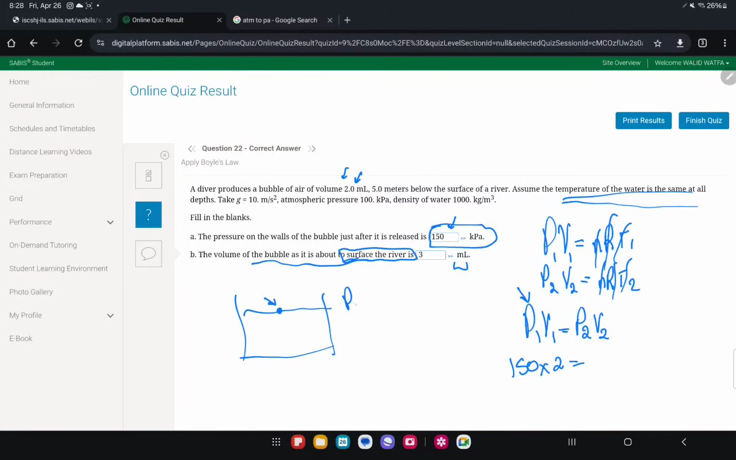What's the pressure of the bubble right here? What's the total pressure? Is it liquid pressure plus atmospheric pressure? Is there any liquid pressure acting on the bubble if it's at the surface? Of course not. It's not underwater anymore. The only thing left is the atmospheric pressure from the atmosphere acting on the bubble, and that is 100 kPa. So P2 is 100 times volume 2, which we're trying to find. You're going to get volume 2 equals 3 milliliters. So put your answer as 3.